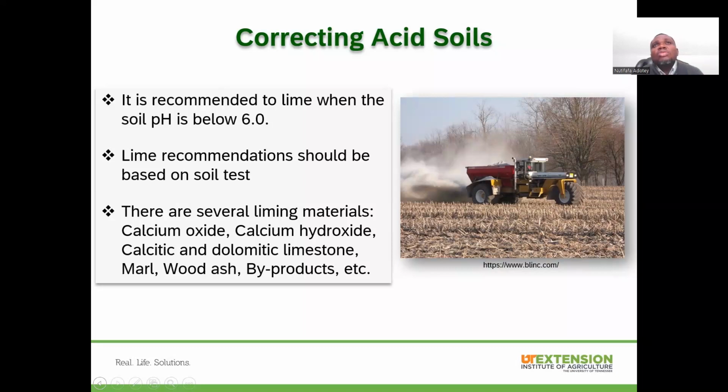Two soils with the same pH may have different buffering capacity, and because of that may require different amounts of lime. There are several lime sources, and the common ones are limestone, whether it's calcitic or dolomitic. There is calcium oxide, calcium hydroxide, as well as other byproducts like wood ash.